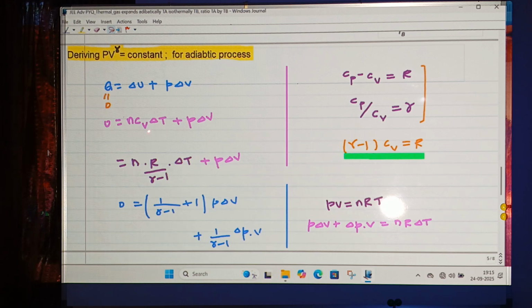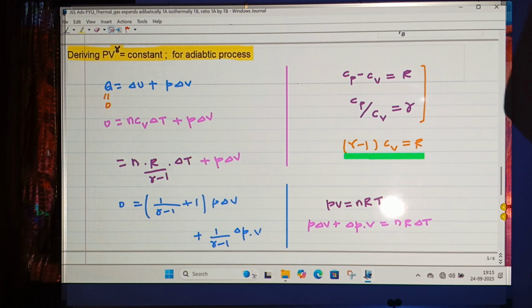So using this for Cv here, that is n into Cv is nR by gamma minus 1 delta T. And also, this is an ideal gas. So we have this relation PV equal to nRT. So differentiate both the sides. P into delta V plus delta P into V equal to nR delta T. The variables are pressure, volume, and temperature. For a given amount of gas, the number of moles is fixed, and R is a universal gas constant.